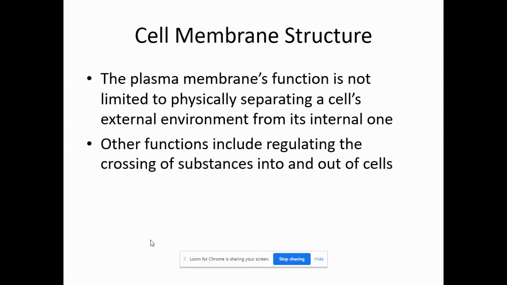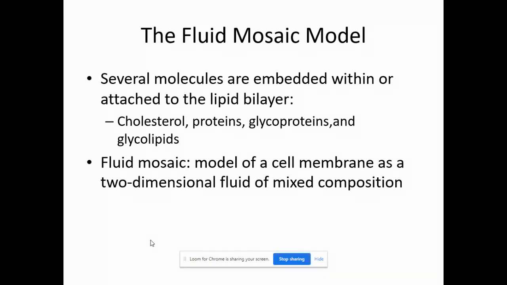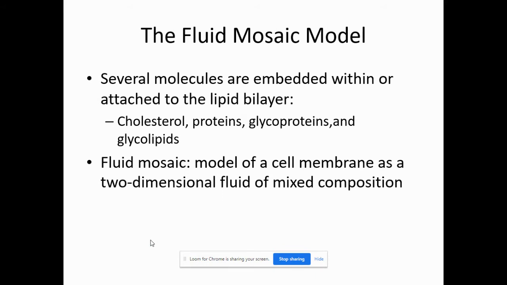Now, when we're talking about the cell membrane or the plasma membrane, it's not just phospholipids. They have other things that can be associated with it. And the function of the plasma membrane is not limited to just being a boundary or physical separation. The plasma membrane has other very important functions, such as regulating what can go across it into and out of cells. But like I said, there are more things associated with the plasma membrane than just phospholipids.